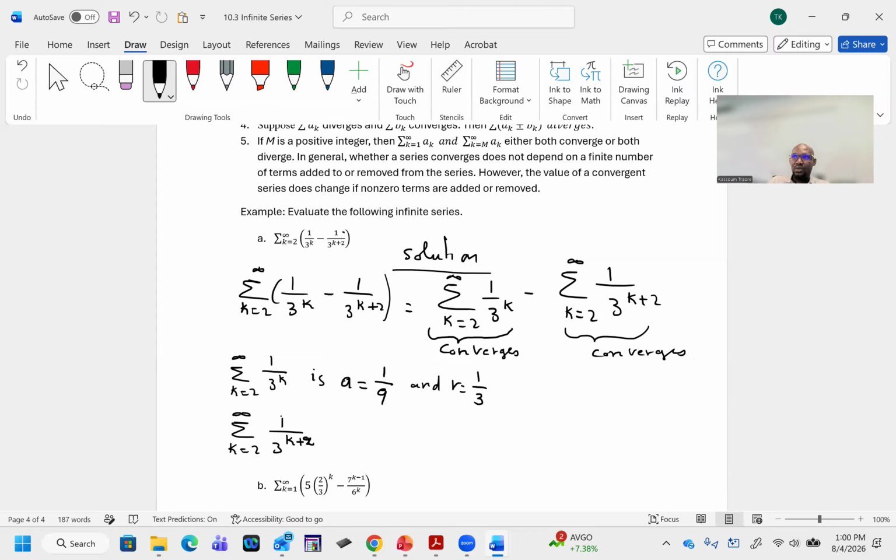of 1 over 3 to the power of k plus 2. What is the first term? Again, the first term is what? A will be 1 divided by 3 to the power of 4, which is 1/81. And r is still what? Both have the same r, right?